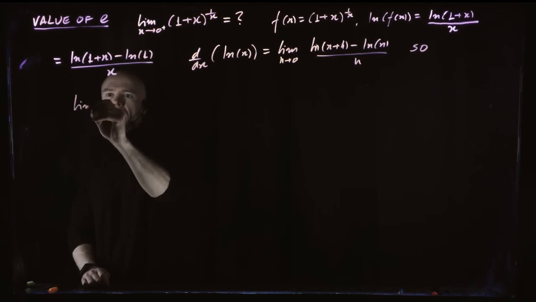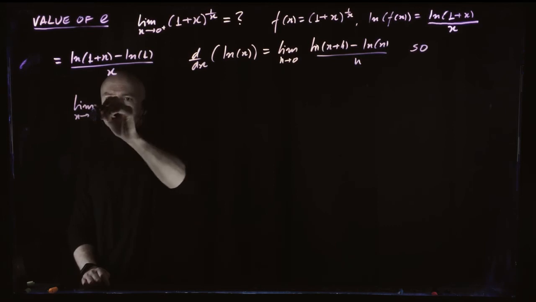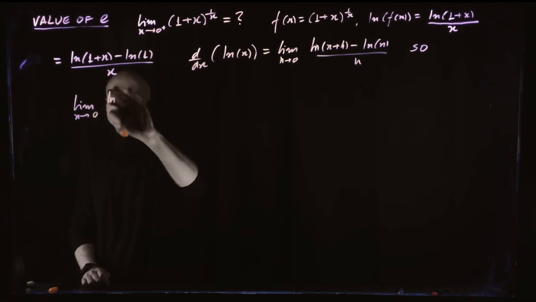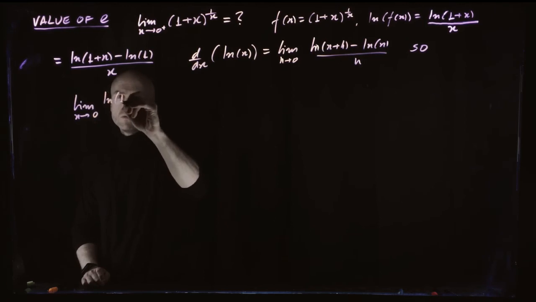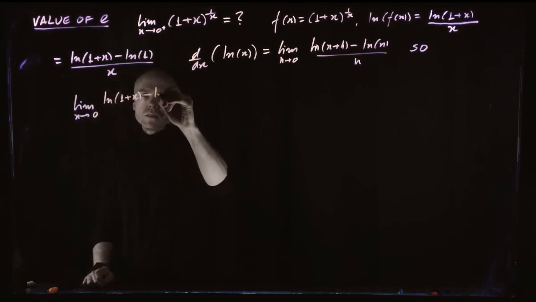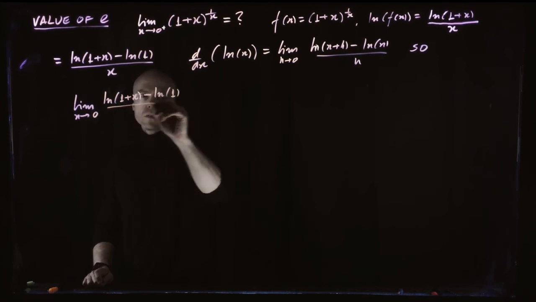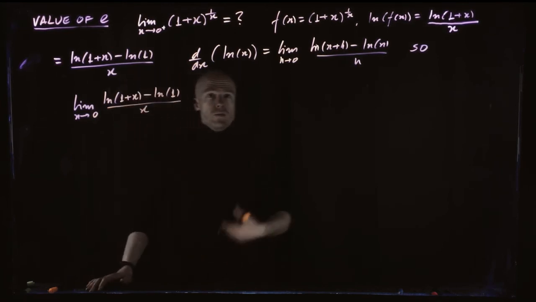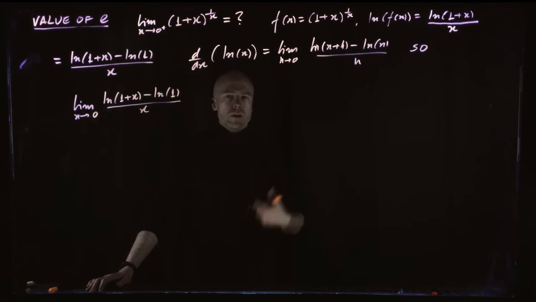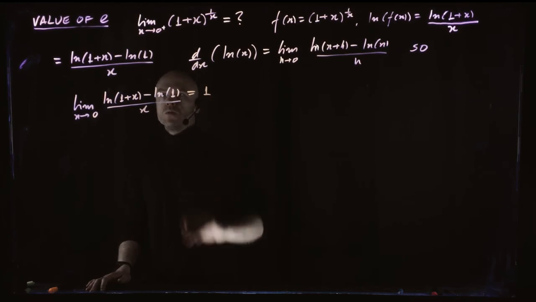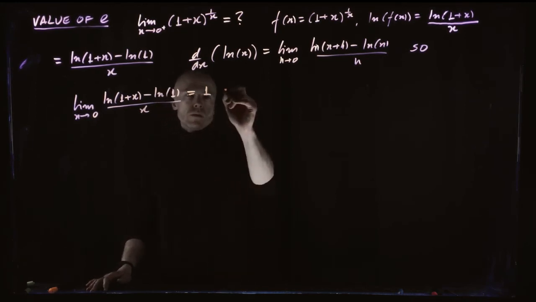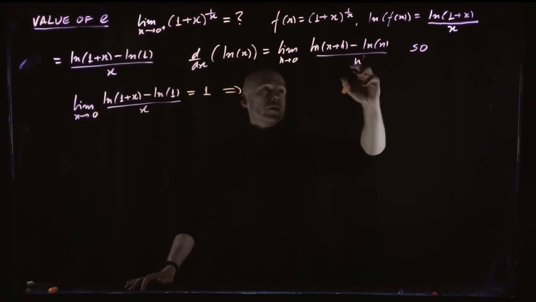So the limit as x tends to 0 of log of (1 plus x) minus log of 1, over x, is just the derivative of log applied to 1. And the derivative of log is 1 over x. Applied to 1 is just 1 over 1, which is just 1. Okay? So this thing is just this thing.